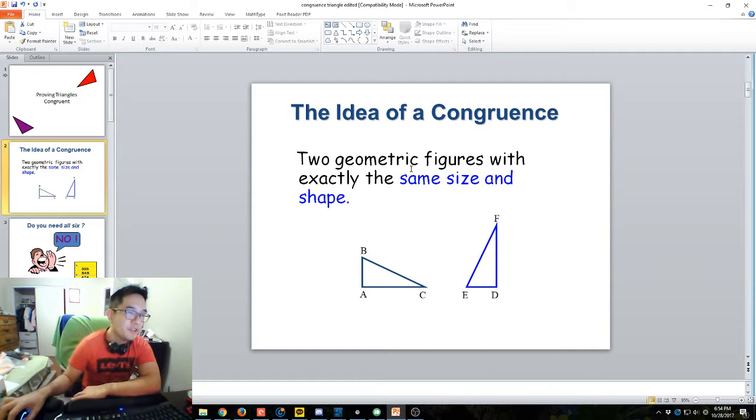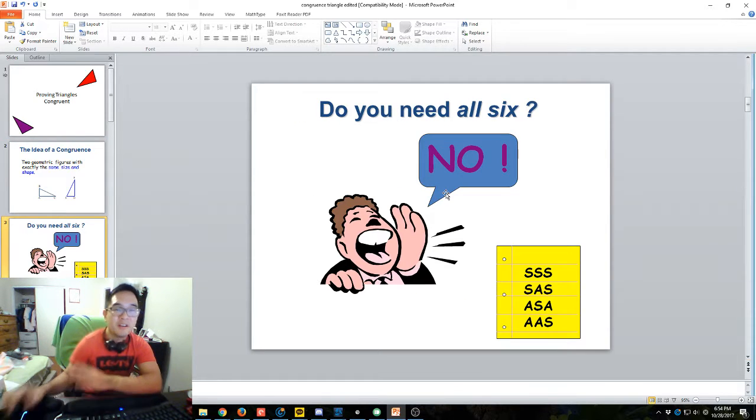Congruence is two figures that are exactly the same size and shape. So it's equal in every way, so it's more than just being equal. In order to prove two triangles are congruent, do all three sides and all three angles need to be congruent? No, you just need three pieces of information. They are SSS, which stands for side side side, SAS, which stands for side angle side, ASA, which stands for angle side angle, and lastly AAS, which stands for angle angle side.